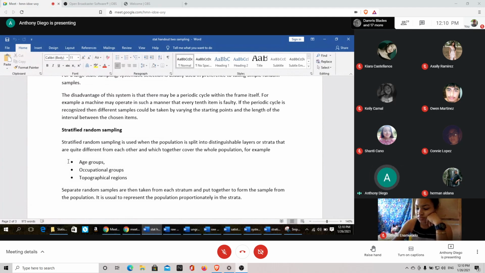Then occupational group, like I just mentioned to you at SMJC, your occupation is a student, mine is a teacher, we have administration, the dean, and so forth. Then we have topographical regions as well. We can split it into different distinguishable layers there. Now what we will be doing is looking at some examples of stratified random sampling and see how it works.